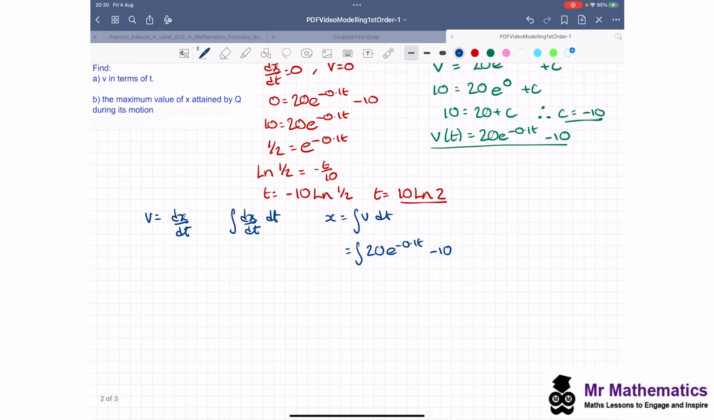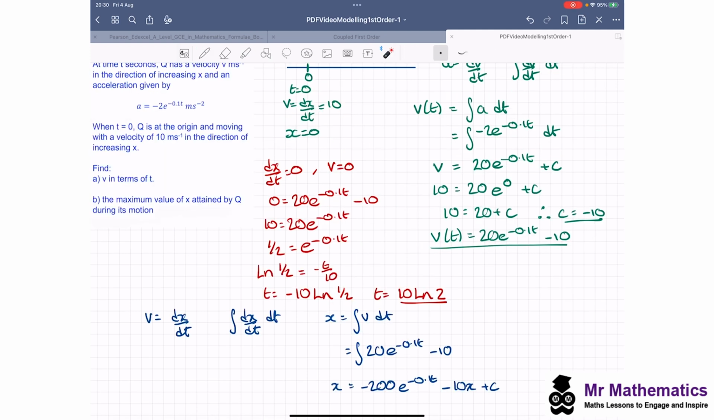When we integrate this, again using the reverse chain rule, we'll multiply this 20 by the negative 10. So we'll get negative 200e to the negative 0.1t. We'll integrate the negative 10, so it's negative 10t, and we'll add a constant.